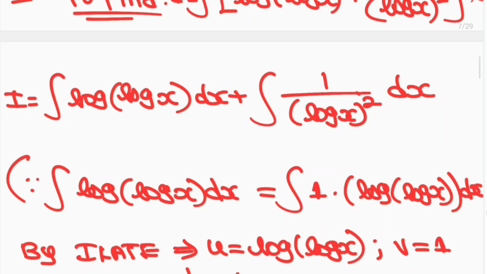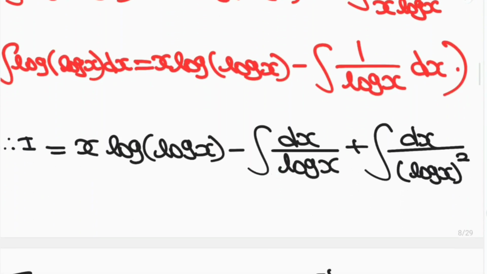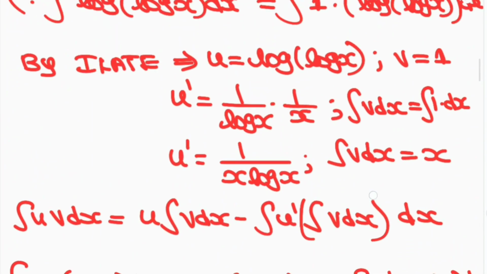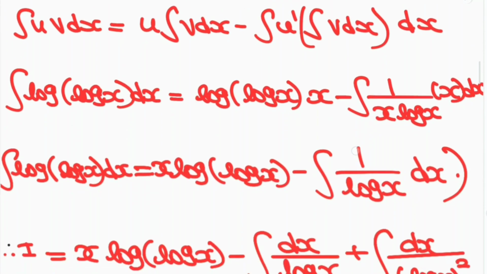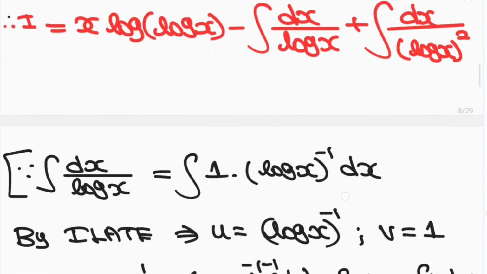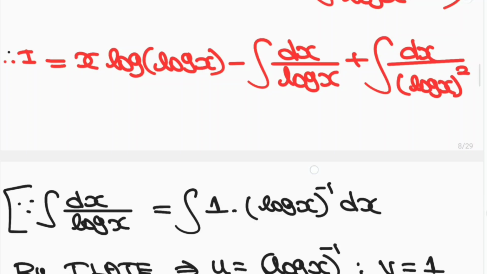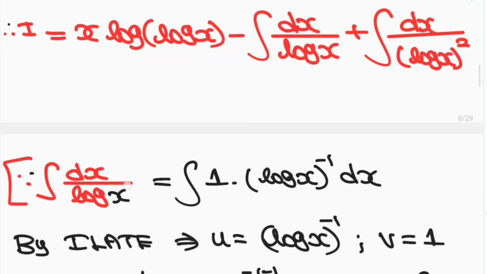So substitute that value here so that your I becomes, therefore I equal to x into log x minus x minus integral of dx by log x plus integral of dx by log x square. So this term remains as it is. Okay, for this term we are finding the value and then substituting here. And what is this integral? Integral of dx by log x, so what is this integration?